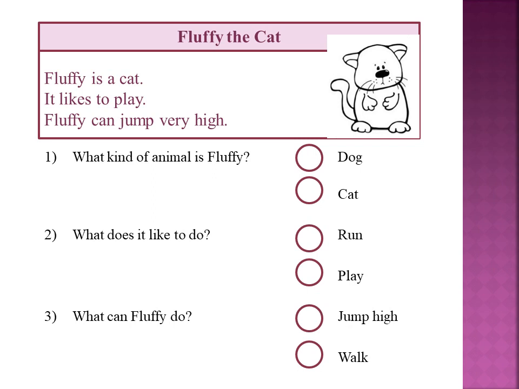Shall we move on to the questions now? Question 1. What kind of animal is Fluffy? Is it a cat or a dog? You have to choose and tick the correct answer. Question 2. What does it like to do? Does it run or play? Question 3. What can Fluffy do? Can it jump high or walk? Take your time and do it.